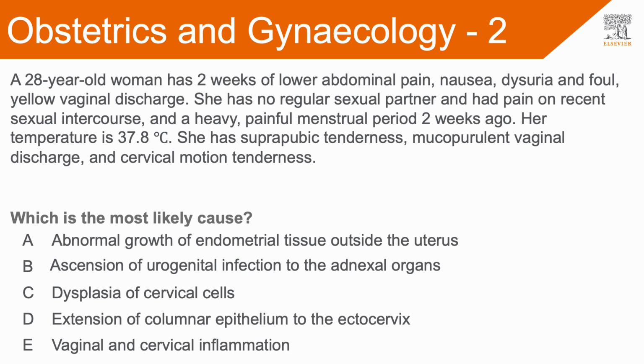A. Abnormal growth of endometrial tissue outside the uterus. B. Ascension of urogenital infection to the adnexal organs. C. Dysplasia of cervical cells. D. Extension of columnar epithelium to the ectocervix. Or E. Vaginal and cervical inflammation. So I'll just give you about 30 seconds to think about the correct answer.